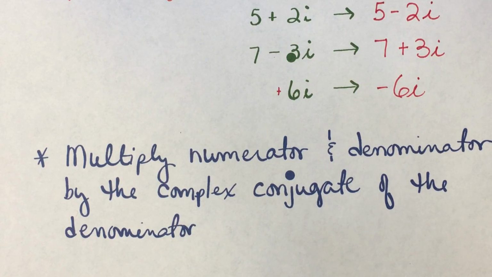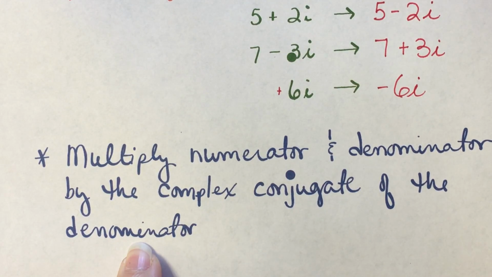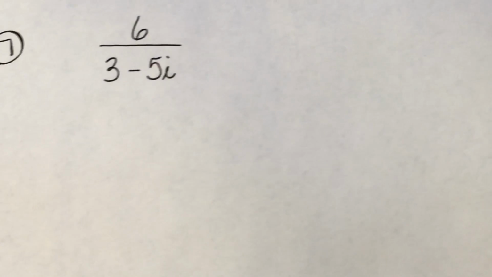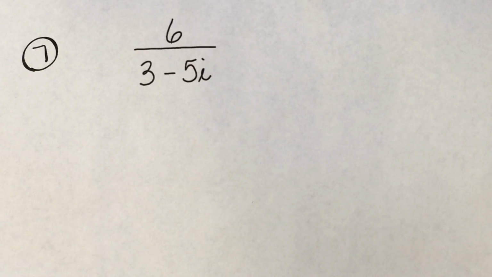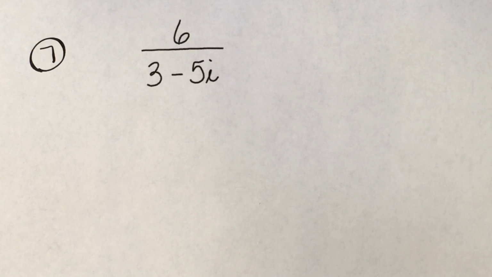Now, this statement is actually telling you the process that you're going to use whenever we do the dividing. So you have to multiply the numerator and the denominator by the complex conjugate of the denominator. Okay, so if you forget which one am I supposed to do the complex conjugate of, the one you do the complex conjugate of is going to be the part that's in the denominator. Okay, so here's our first example.